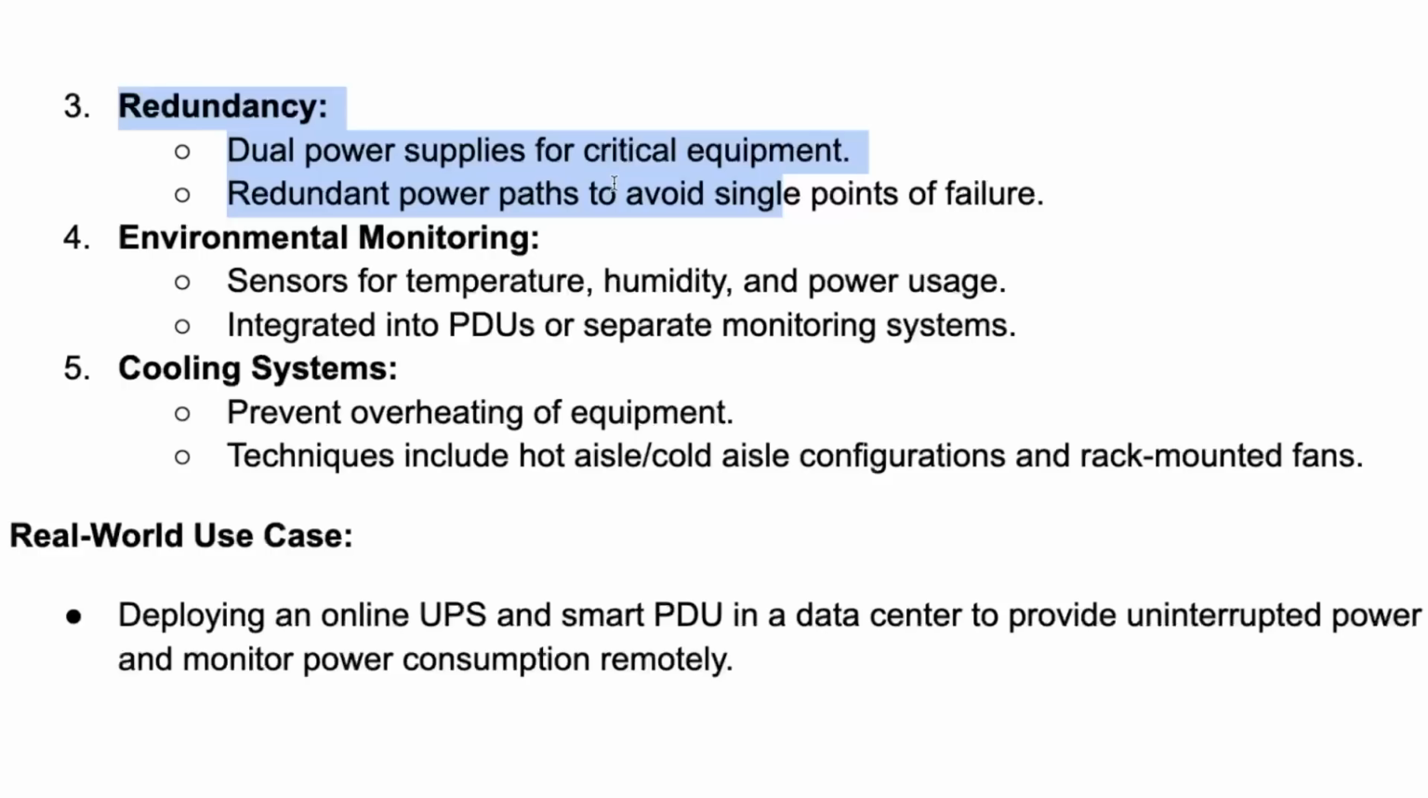So dual power supplies for critical equipment, redundant power paths to avoid single points of failure, and having environmental monitoring as well, with sensors for temperature, humidity, and power usage. If you're a company like Amazon or Google Cloud and you are building your warehouses, I would hope that you do research in advance that you're not in an environment that is extremely humid or gets really, really hot or is sitting on an earthquake fault line. There are just so many different factors that you would have to consider for the environment.